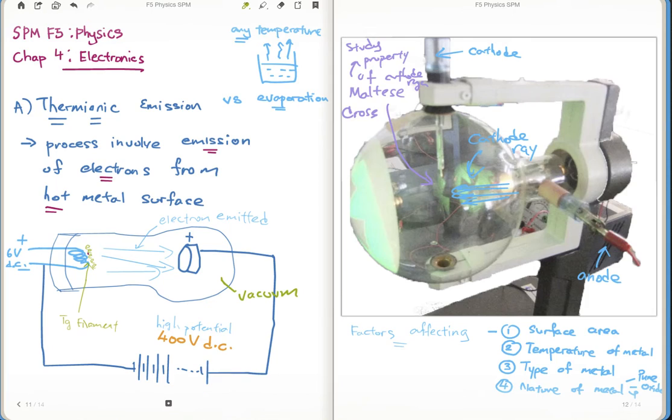Those that are absorbed, or those that bombard the Maltese cross, will travel out of the circuit. Those that pass through will bombard the surface of the screen, and then you form a green image, where the dark image is the area where the electrons do not reach the screen. It's used to study the cathode ray, because if you apply a magnet onto it, you will see whether the image moves up or downwards, based on Fleming's left-hand rule, deflected by the magnetic field. That's how it works.